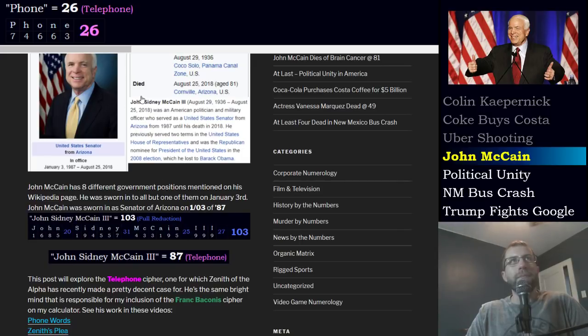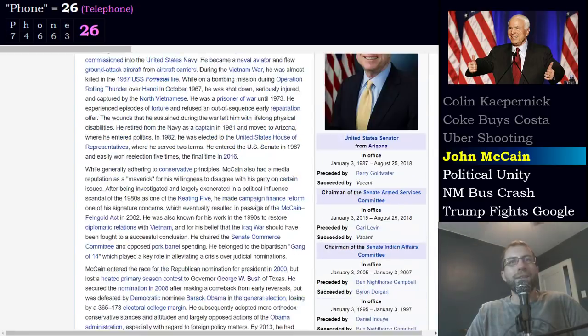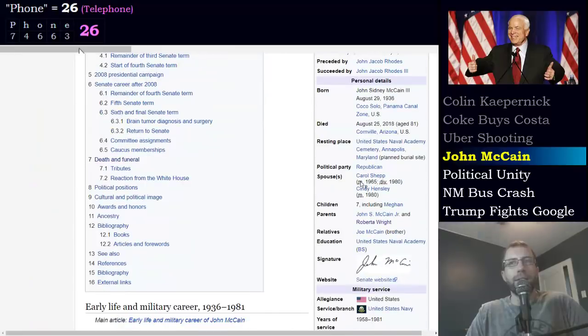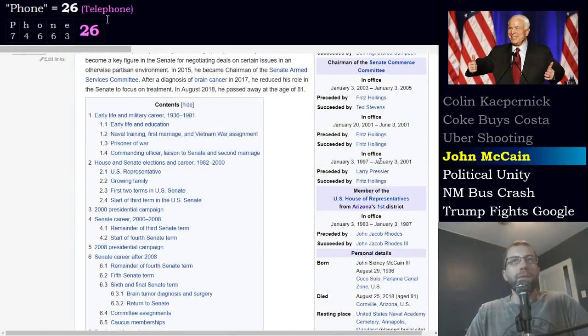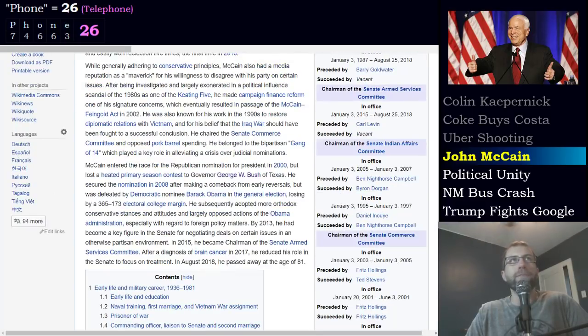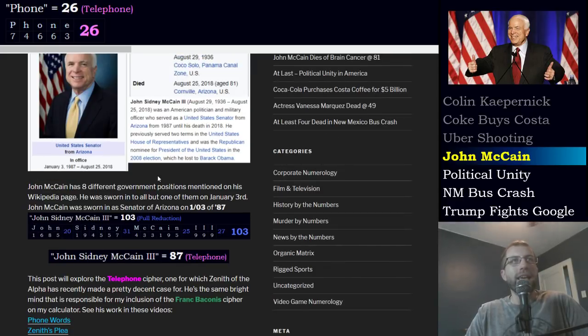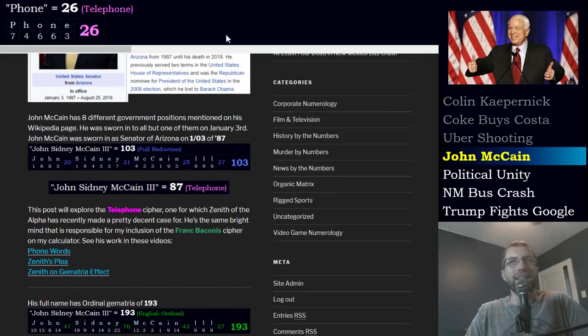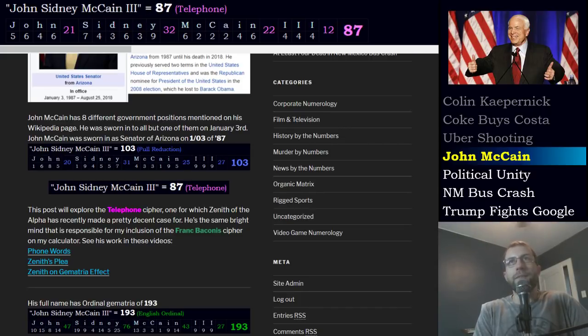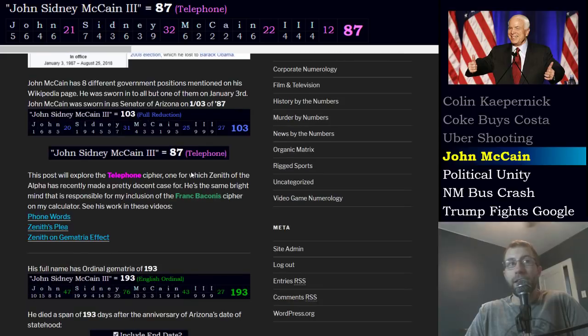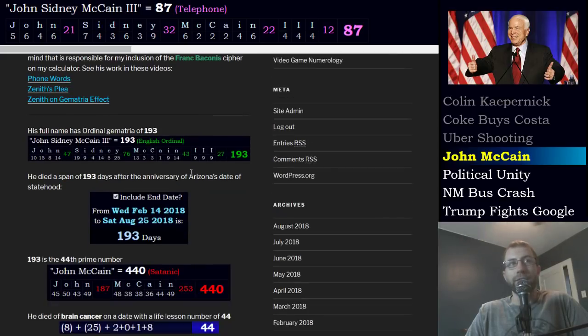So I want to point out that John McCain has 8 different political offices listed on his Wikipedia page. And all but one of these offices he assumed on the date January 3rd, written 103. In reduction gematria, the name John Sidney McCain III equals 103. Now, he became senator in the year 1987. So is it kind of interesting that using the telephone cipher, John Sidney McCain III equals 87? And we're going to see this repeat itself over and over.